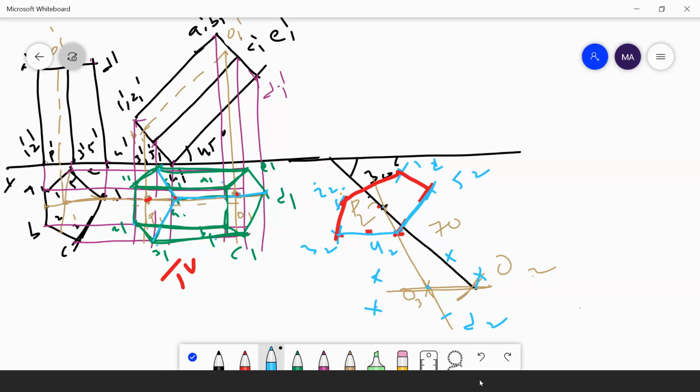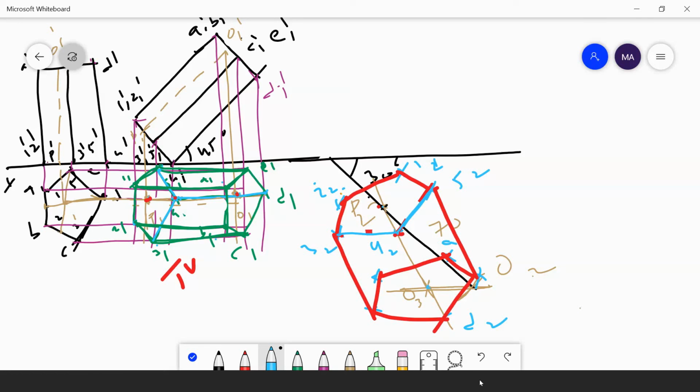I'm joining all these points, joining this one, this one, this one, this one, this one. Here I will get a pentagon. I am joining the same. Here I have the points A2, B2, C2, D2. Understand? When I am joining the hidden lines, with a blue color. Understand? In this way, we have inclined this one.